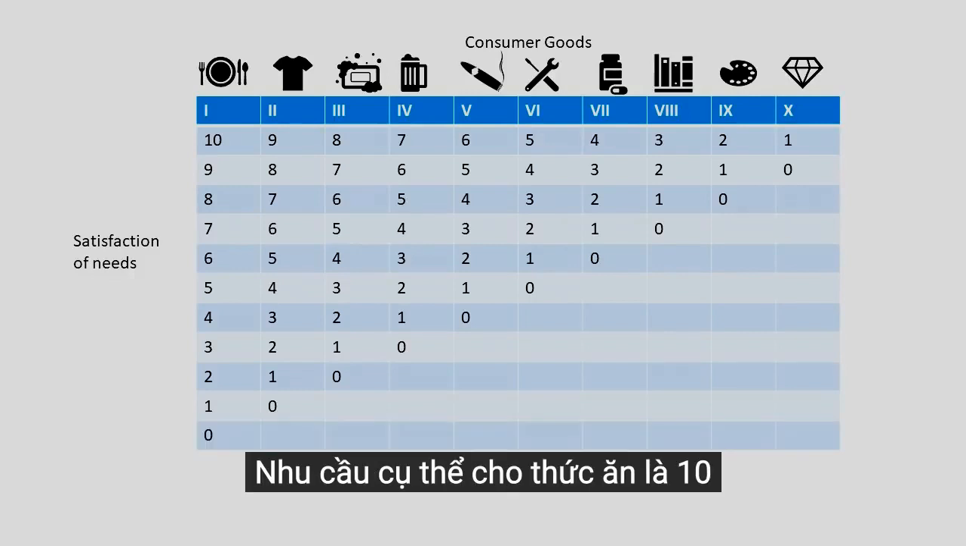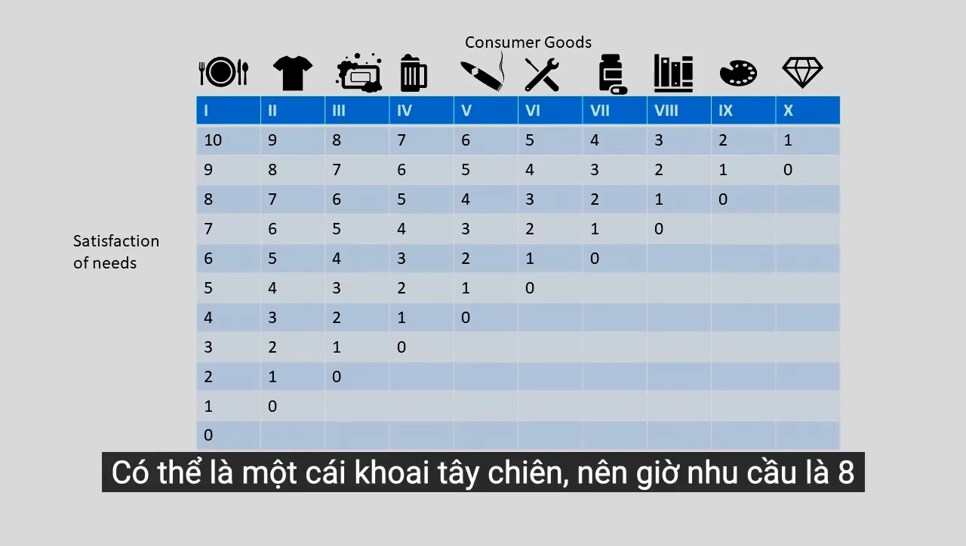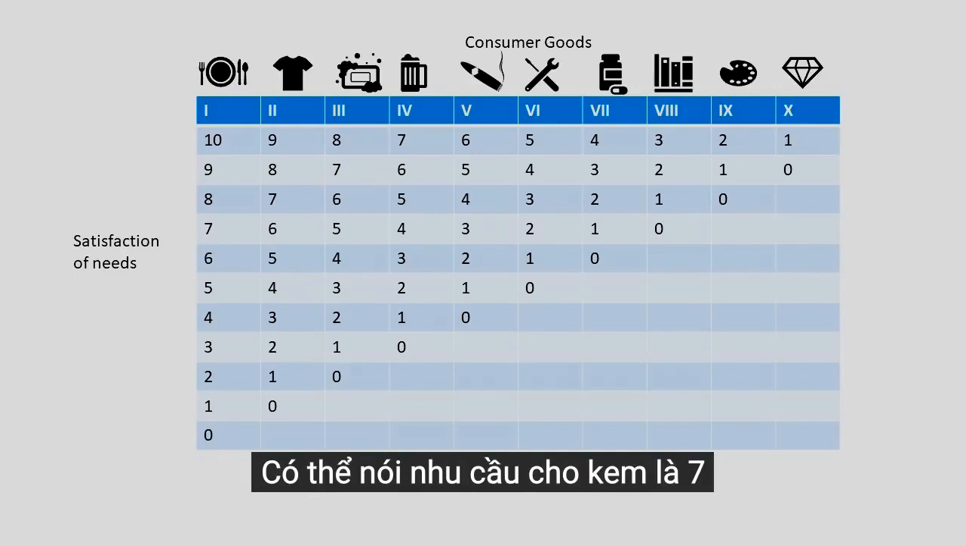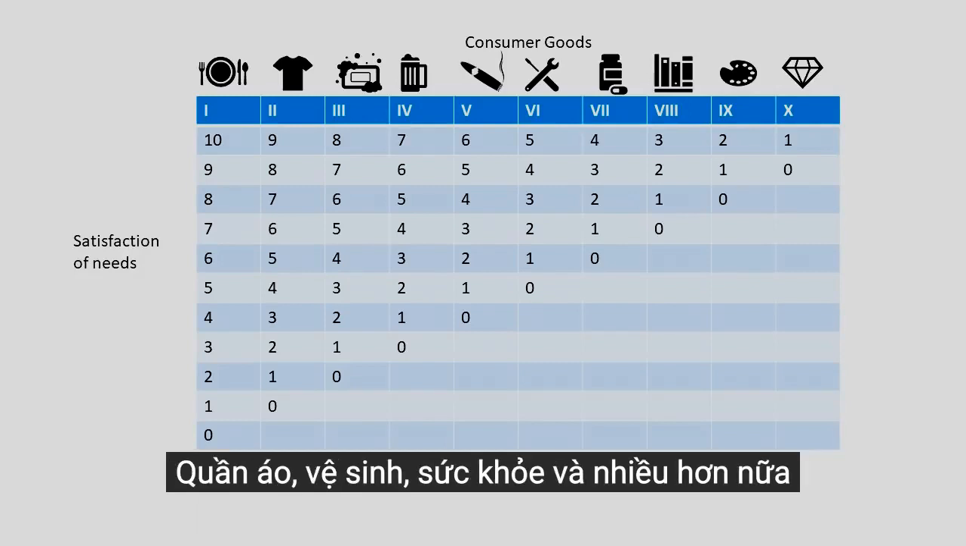The concrete need for food is 10, so let us pretend that the individual eats a sandwich, now the need is 9, and maybe a bowl of French fries, now the need is 8, let's say also an ice cream, and now the need is 7. The individual also has a need for many other things, clothes, hygiene, health, and so on.